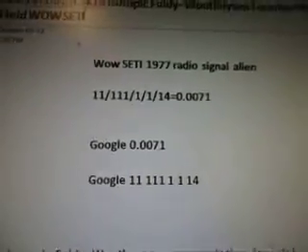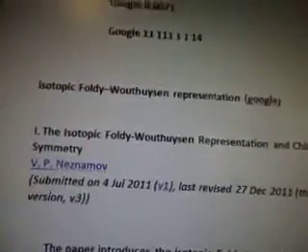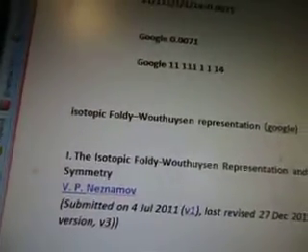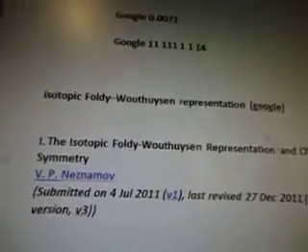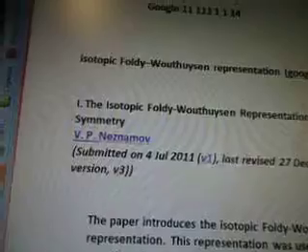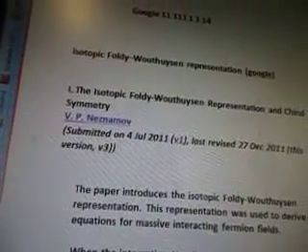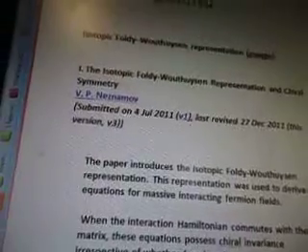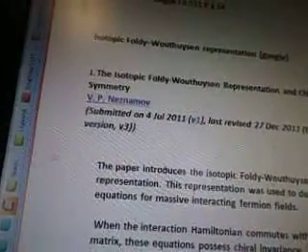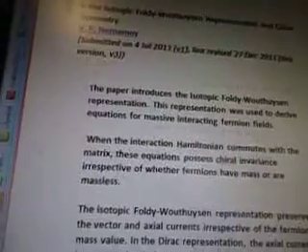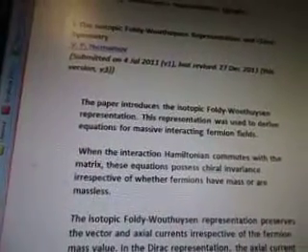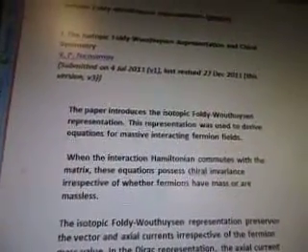There's the alien radio signal with the equations, and this is what I googled, was isotopic Foldy Wouthuysen representation to find out what it was. So the isotopic Foldy Wouthuysen representation in Chiral Symmetry. So it looks like I found a PDF file on it. VP Nazmav in 2011. The paper introduces the isotopic Foldy Wouthuysen representation.